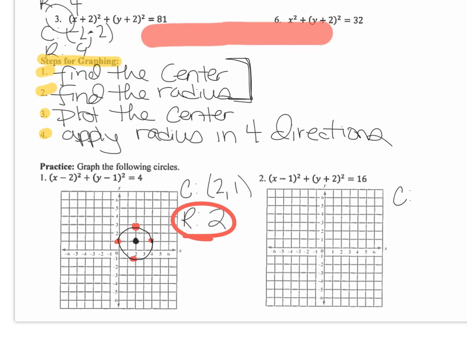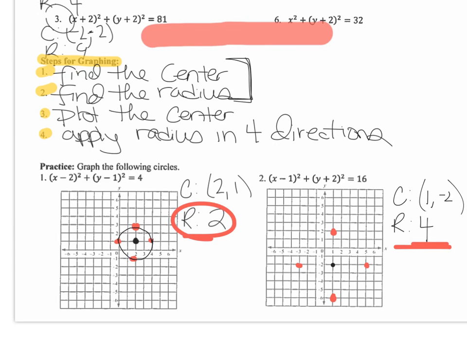First thing I'm going to do, find the center, find the radius. What's my center? 1, -2, because it's always the opposite. My radius, I don't even know why I put ordered pair symbols on my radius. What's my radius? 4. So now I'm going to plot my center, which is 1, -2. And now I'm going to go 4 units in all 4 directions. So 1, 2, 3, 4 to the right, plot a point. 1, 2, 3, 4 up, plot a point. 1, 2, 3, 4 to the left, plot a point. 1, 2, 3, 4 down, plot a point.